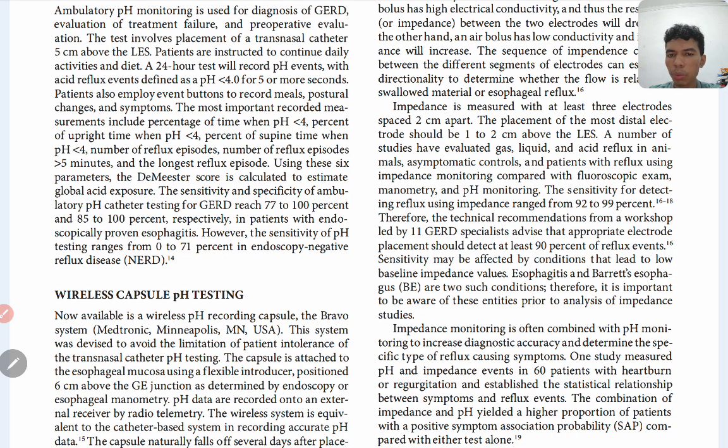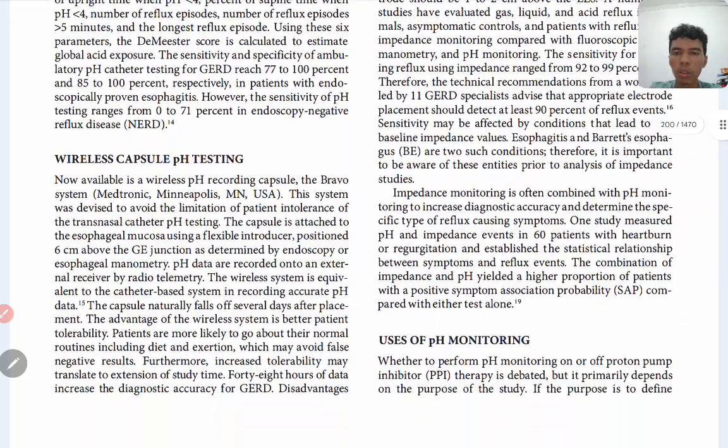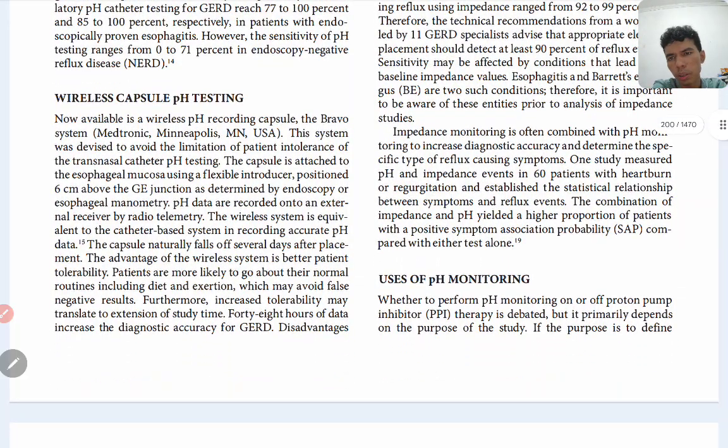The sensitivity and specificity of ambulatory pH catheter testing for GERD reached 77 to 100% and 85 to 100%, respectively, in patients with endoscopic proven esophagitis. However, the sensitivity of pH testing ranged from 0 to 71% in endoscopic negative reflux disease, or NERD.